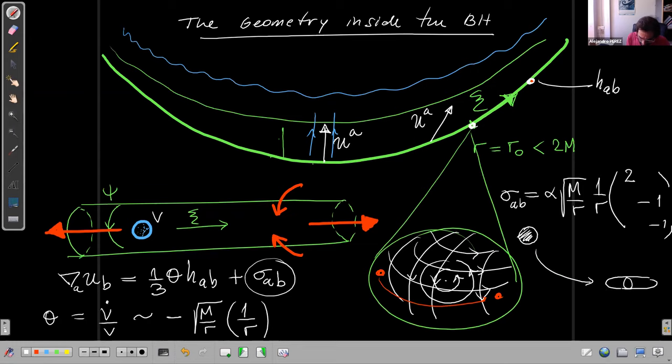And what is the rate of deformation in the principal axis of this ellipsoid? It's telling you that in two directions, this sphere is shrinking. These are the two negative eigenvalues you have here. And in the other direction, it is expanding, which is exactly confirming our interpretation of this cosmology inside the black hole. Okay, so that's key for some things I want to say later, and in particular is key for what I want to say now.